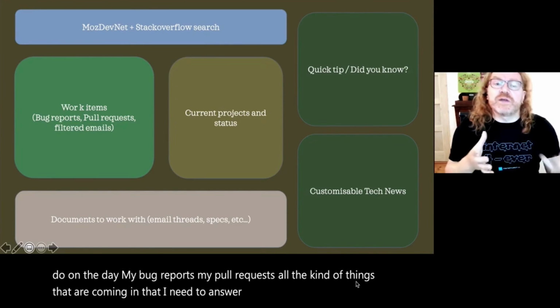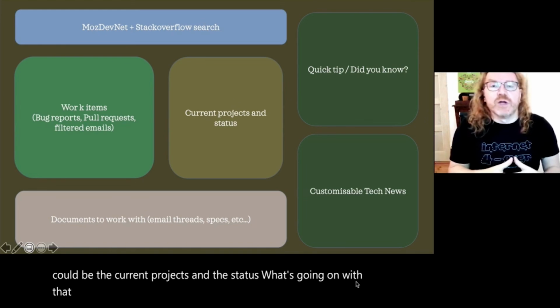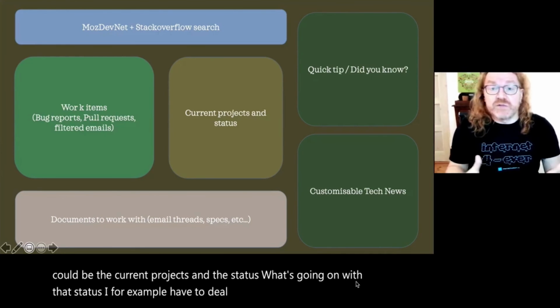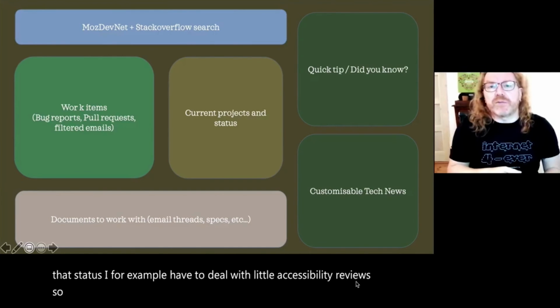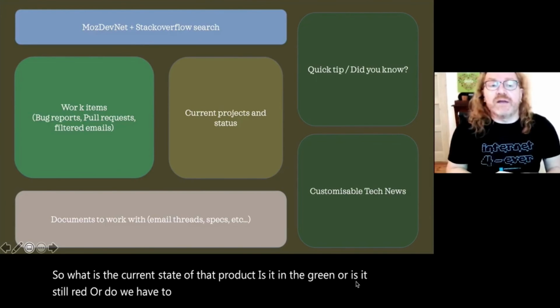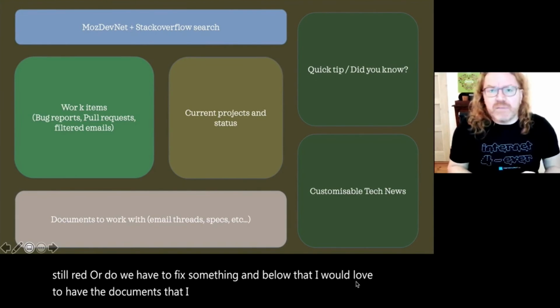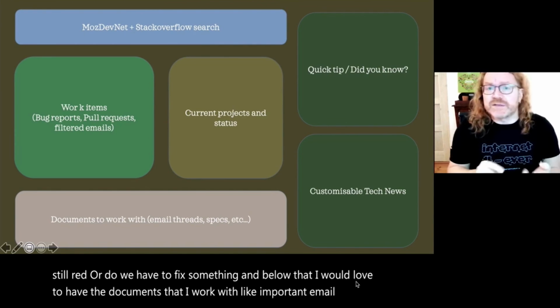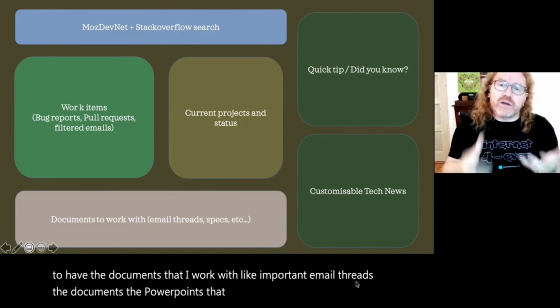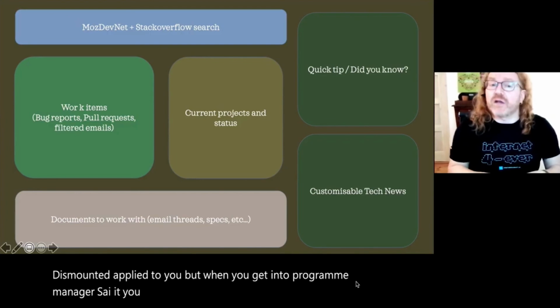And next to it could be the current projects and their status, what's going on with them. I, for example, have to deal with a lot of accessibility reviews. So what is the current state of that product? Is it in the green or is it still red, or do we have to fix something? And below that, I would love to have the documents that I work with, like important email threads, the PowerPoints, the Word documents. These might not apply to you, but when you get into a program manager state, you will have those. And believe me, a lot of those.